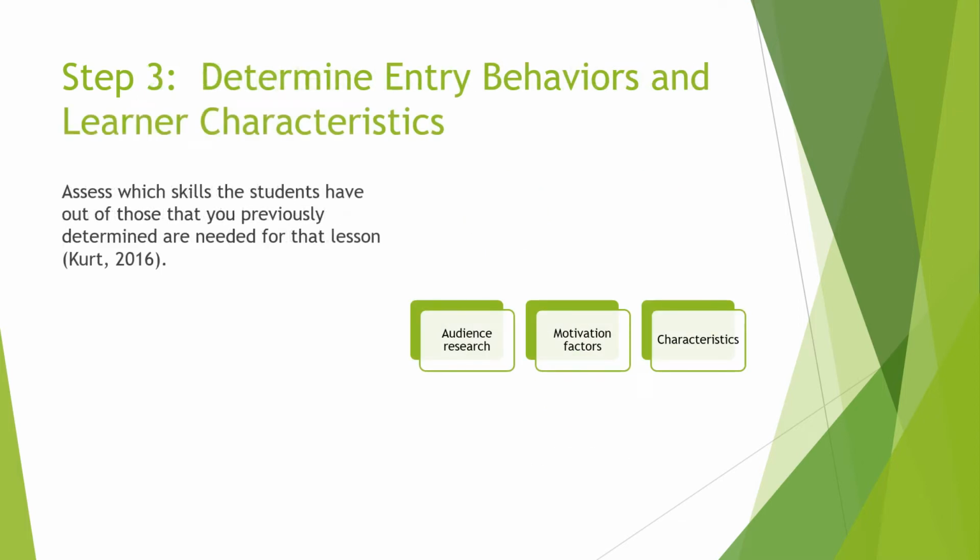Step 3. Determine entry behaviors and learner characteristics by assessing which skills the students have out of those that you previously determined are needed for that lesson. You can do this through audience research to determine what motivational factors your students need and what characteristics they possess. These are ways to help figure out your students' behaviors and their interest in learning.